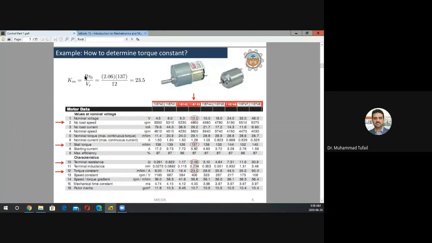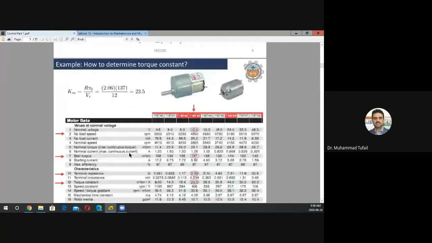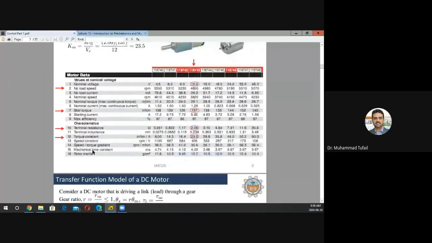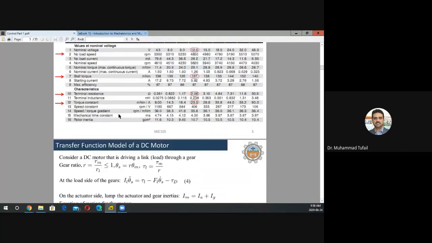So a quick re-verification would be to find whether that torque constant is equal to this or not. We already have R, 2.06. Then we have T naught, the stall torque, 137, and nominal voltage 12, so it's giving us 23.5. So that's just a quick verification of these equations. Every data sheet gives you all these, whether you compute it yourself or not, they list it there. So you should be able to understand any data sheet of a DC motor.